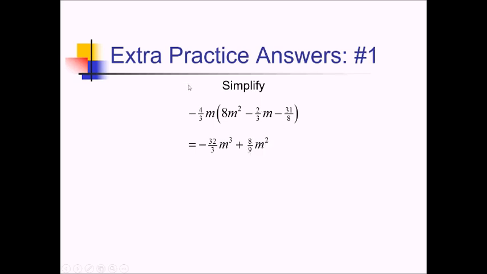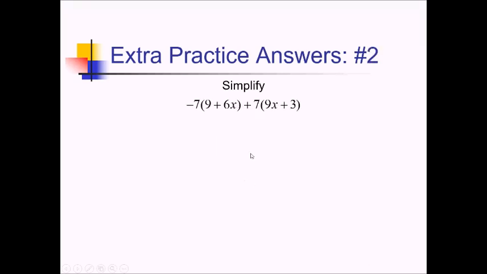And then finally, negative 4/3 m times negative 31/8. This is going to be, well, let's see here. The 8 and the 4 can reduce a little bit so that we basically have 1/3 times 31 over 2. So that's going to be 31 over 6 positive, and we'll have an m to go along there from the term that we distributed. So 31 over 6m.